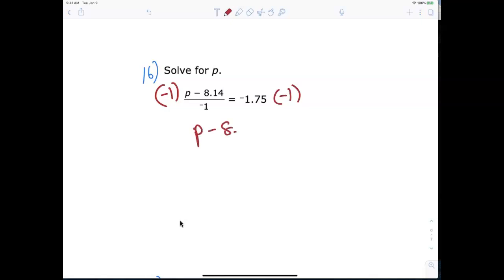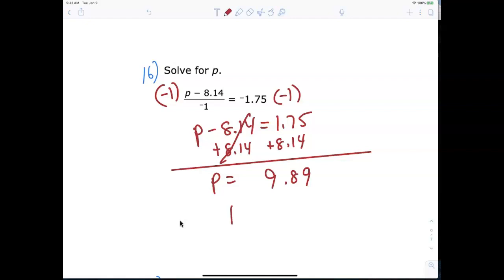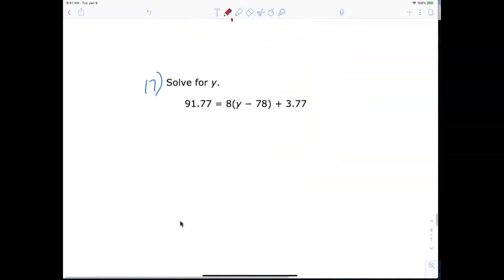p minus 8.14 is equal to 1.75. Now you add 8.14 to both sides. Now look how easy that addition is. p equals, these guys cancel, 9, 8, 9. So p is equal to 9.89. See the decimals, they looked harder, but not at all. Okay? Number 17. Okay, so this one seems annoying.